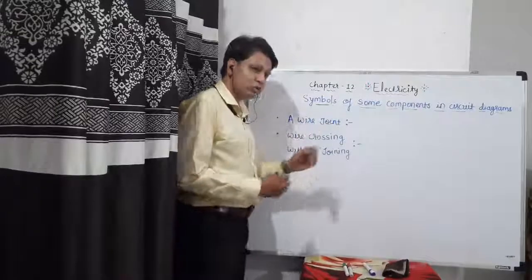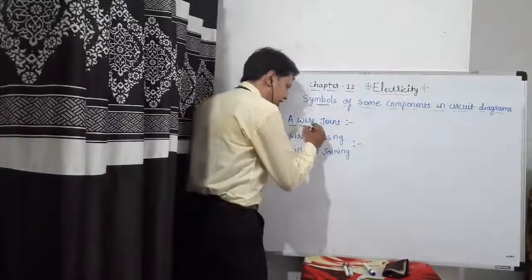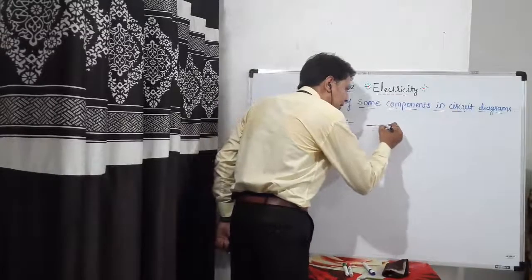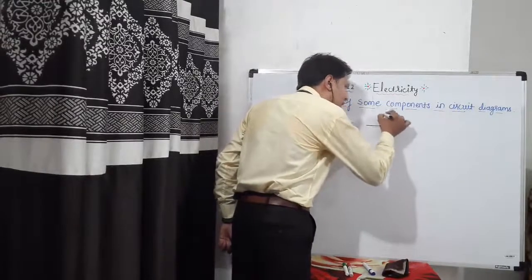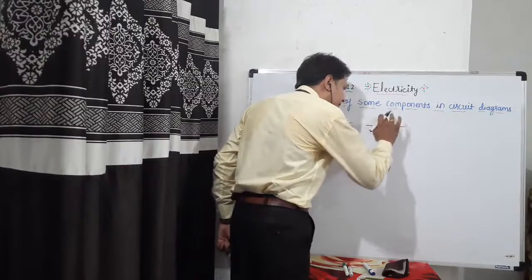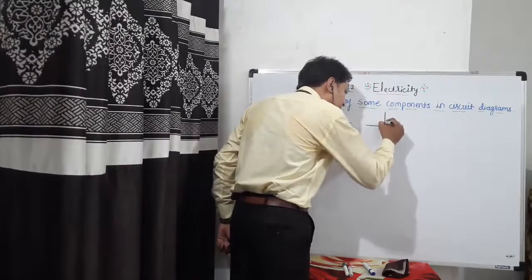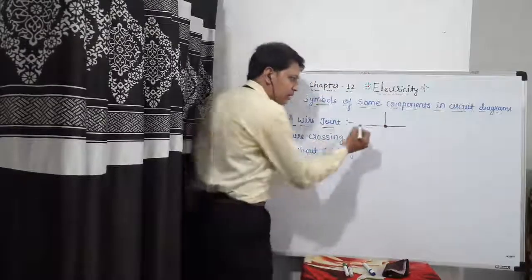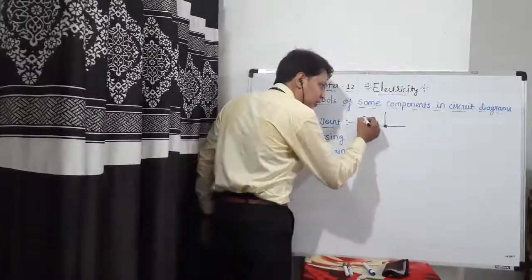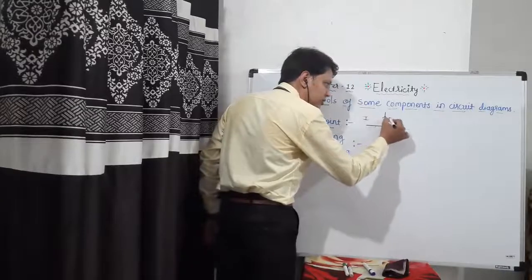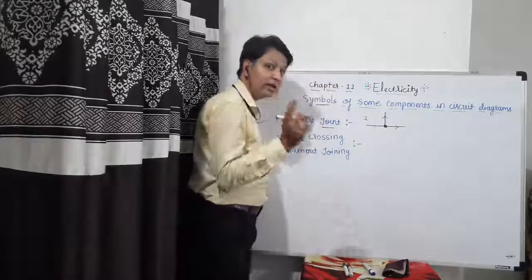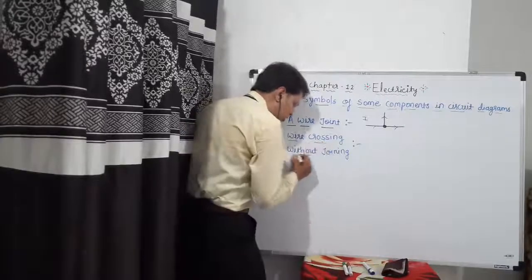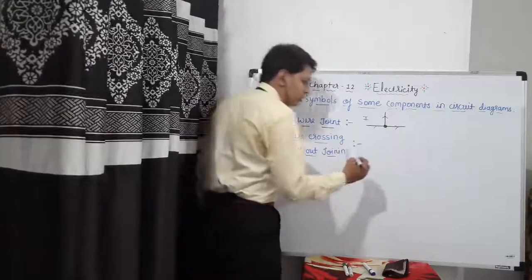This is a wire joint. Let me show you how a wire joint is represented. Let us say this is how a wire is connected in a circuit diagram. This is a wire joint. That means if a current is passing through this wire, it will be distributed through this wire because this is a joint.